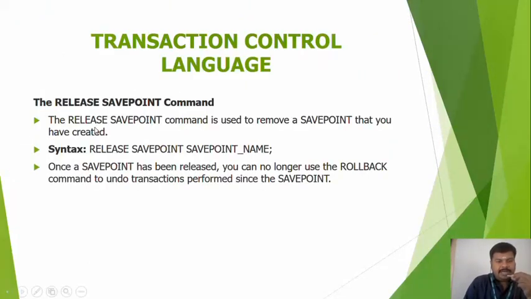You can release some set of save points and you can commit it, or you can roll back, and you can do anything. The release savepoint command is used to remove a savepoint that you have created. For example, you have created a savepoint in stage 4. You can release the savepoint by using the command called RELEASE SAVEPOINT savepoint_name, where you can specify some name.